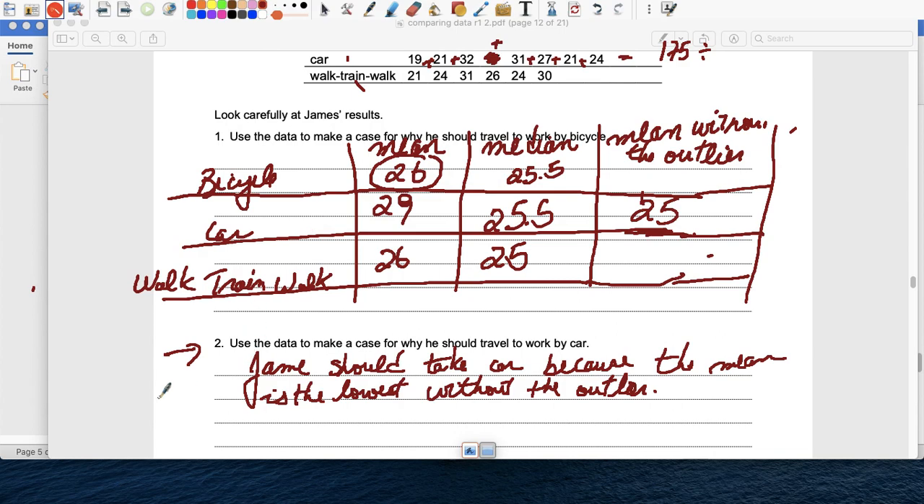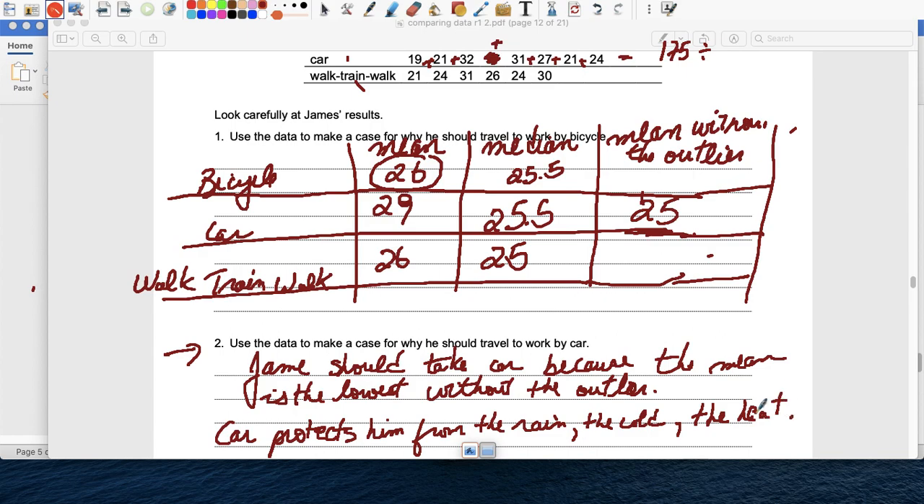And then again, think about the other thing. The car protects him from the rain, the cold, right? The rain, the cold, the heat, right? Which is very hot. So el coche lo protege del viento, de la lluvia, del calor. He doesn't have to exercise. He doesn't have to sweat, right? So there's advantages of taking the car.